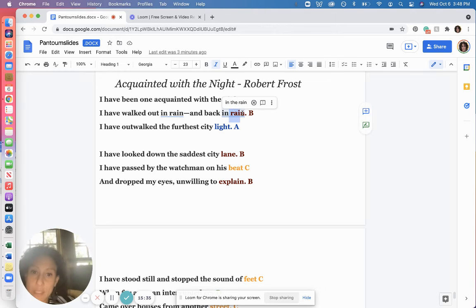So see, rain, now this middle rhyme is going to be sandwiched. The B is the B here.